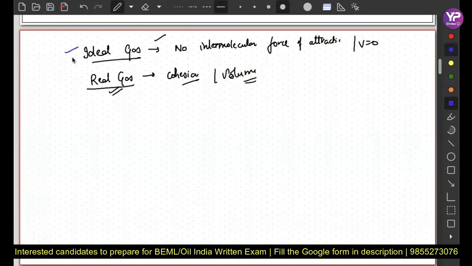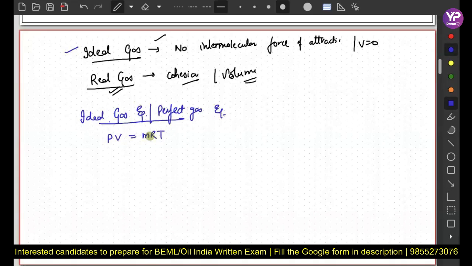Now, in order to study the ideal gas, we have the ideal gas equation, which is also known as the perfect gas equation. The ideal gas equation is written as PV = mRT. What is P? P is the pressure. Sorry, it is the absolute pressure here.